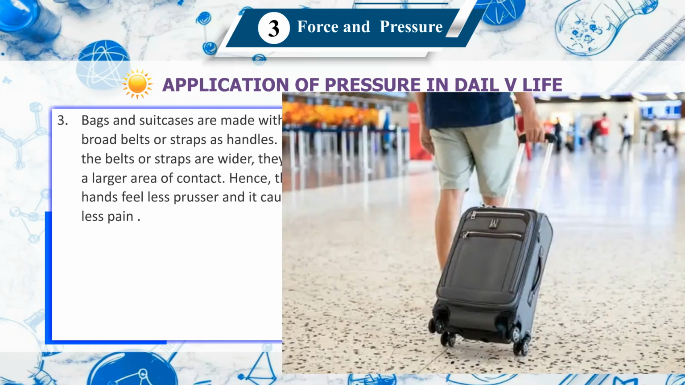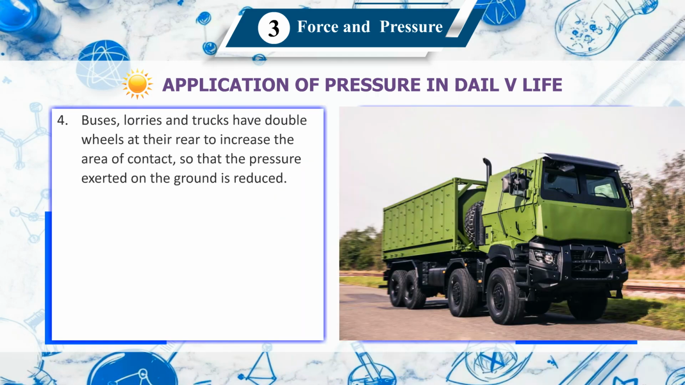Third, bags and suitcases are made with broad belts or straps as handles. Since the belts or straps are wider, they have a large area of contact. Hence, the hands feel less pressure and it causes less pain. Fourth, buses, lorries and trucks have double wheels at their rear to increase the area of contact so that the pressure exerted on the ground is reduced.